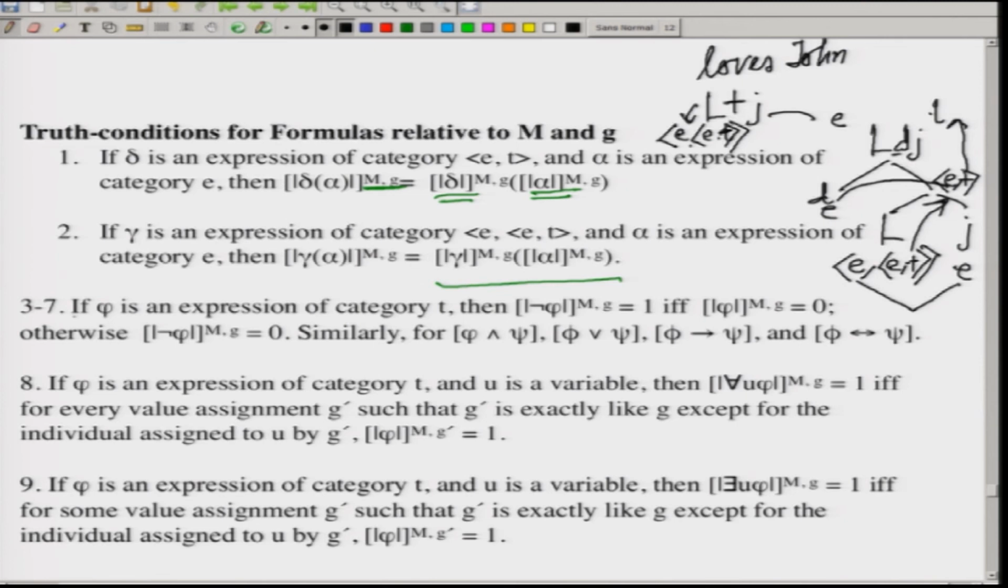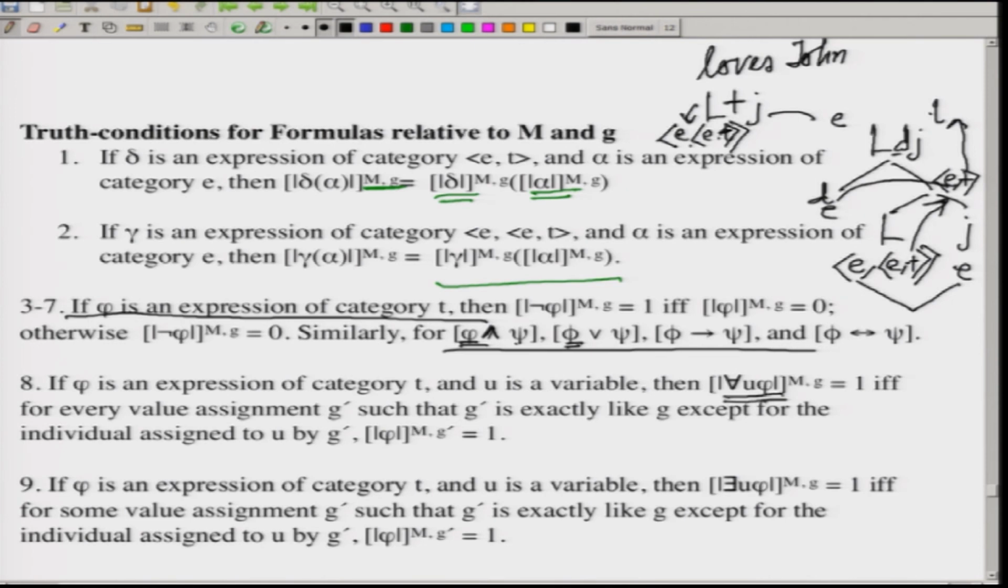I am reading these rules. If phi is an expression of category t, then the value of neg phi is 1 if and only if the value of phi is 0, because it is negation. Similarly, for the other connectives, we know that conjunction is 1 if and only if both phi and psi are 1, and disjunction is 1 if either phi or psi is 1, and so on. All these things we know. Now it is like the old system. If phi is an expression of category t and u is a variable, then all u phi with respect to M, g is 1.